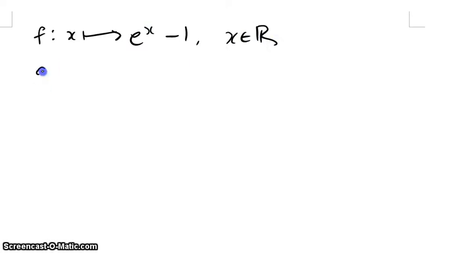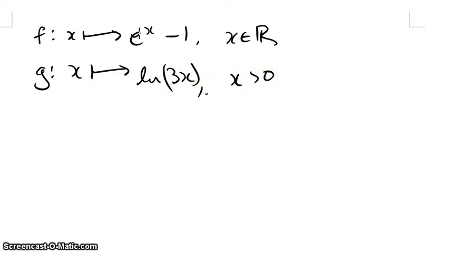This is a video tutorial for tutorial 4, functions, question 1. Question 1 tells us that we've got two functions. The function f, which is defined by x mapped onto e to the x minus 1, where x is a real number, and the function g that maps x onto ln 3x, where x is a positive real number. So part 1, we need to explain why g compose f does not exist.